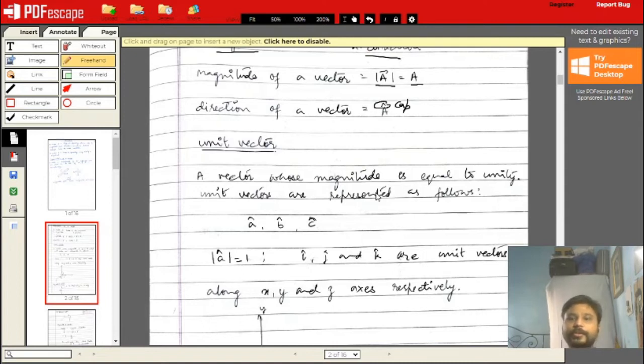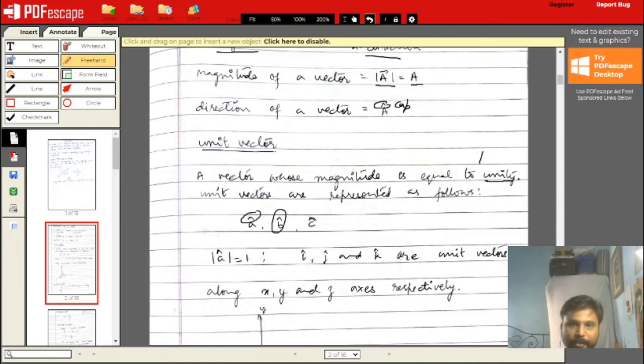Next, what is a unit vector? The unit vector is one whose magnitude is equal to unity. So unity means that the magnitude of the vector is simply 1. So any vector whose magnitude is equal to 1 would become a unit vector. So what we draw is that we put a letter A and put a cap on top of it. Same cap which we put for the direction of a vector, we are putting for the unit vector. So this cap denotes that this is a unit vector.